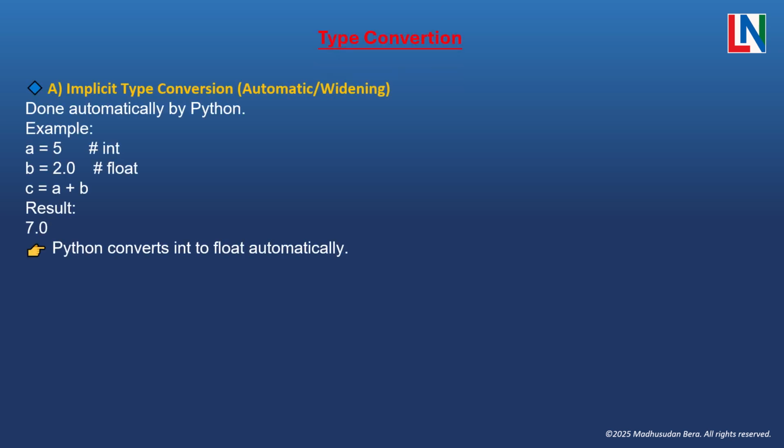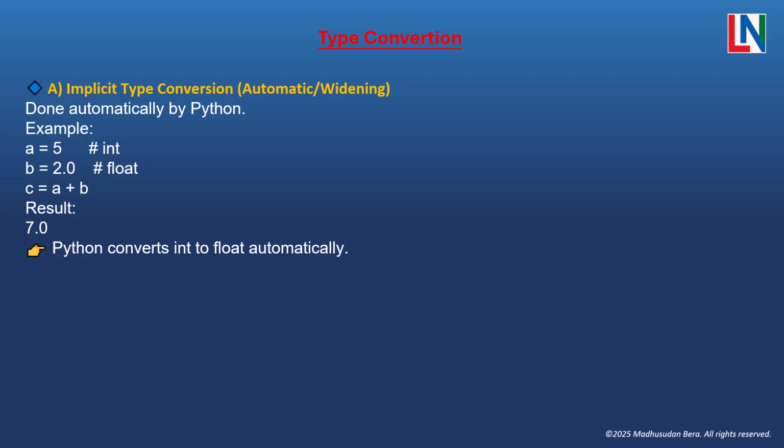Type conversion. There are two types of type conversion. First one is implicit type conversion, or automatic type conversion, or widening type conversion. It is done automatically by the Python interpreter. As per example, a equal to 5.